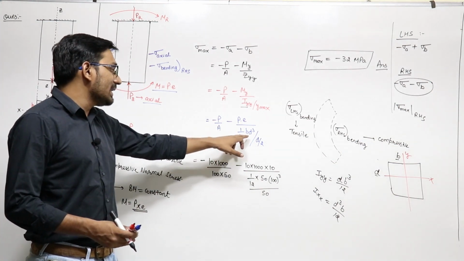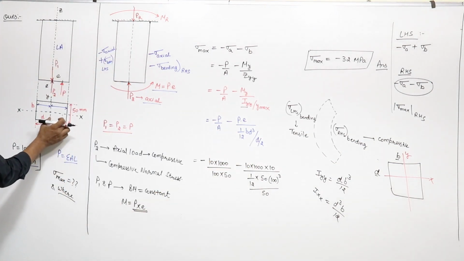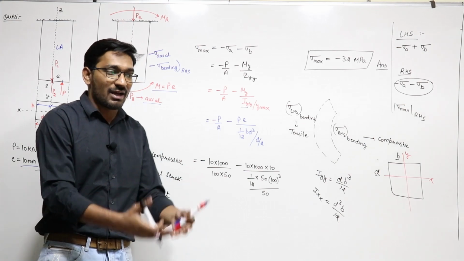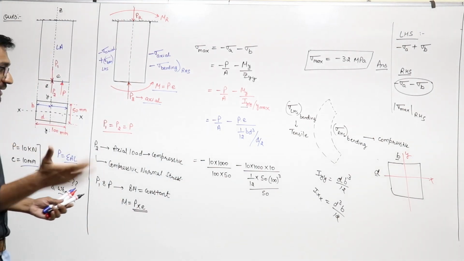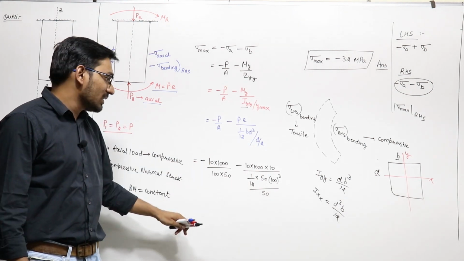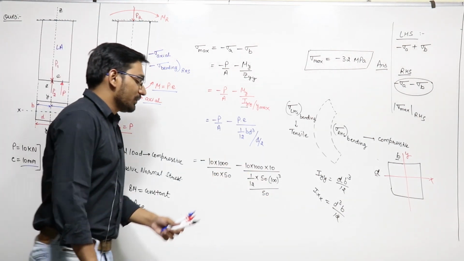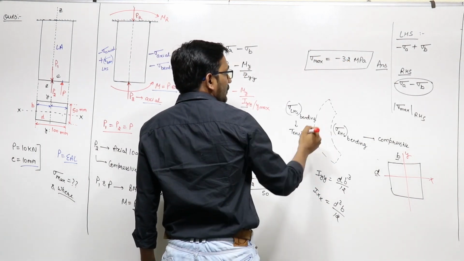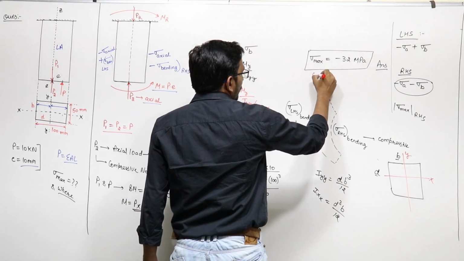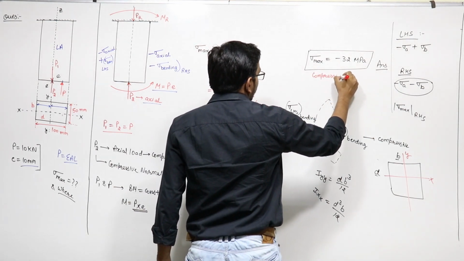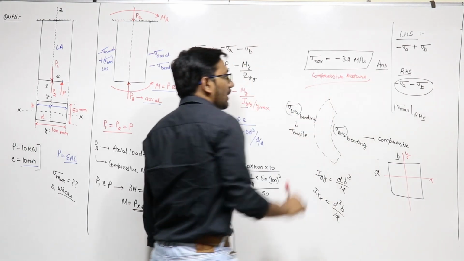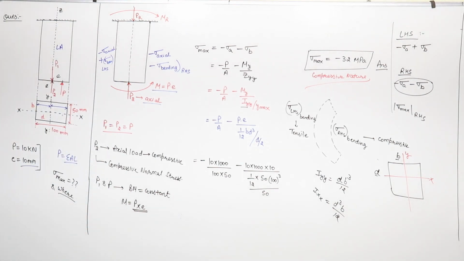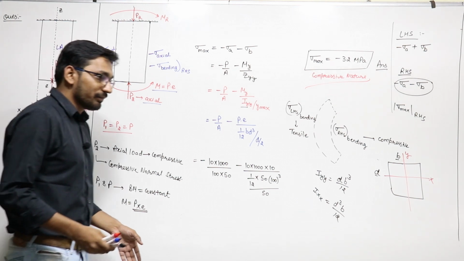So this is 1 by 12 b d cube upon y max, which is d by 2, this half distance. We'll see later on what is the meaning of y max, how to calculate the y max, but just for the understanding I am writing it is d by 2 in this case. So if you put the value, you can calculate the maximum normal stress, which will be minus 3.2 megapascal, and it is of compressive nature, right? So this is how you can solve the numerical based on your eccentric axial loading.